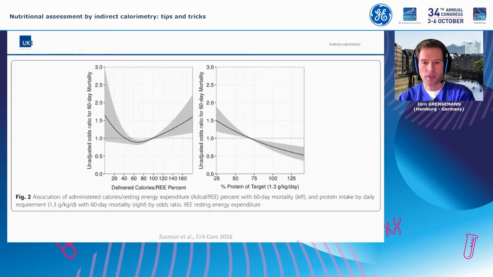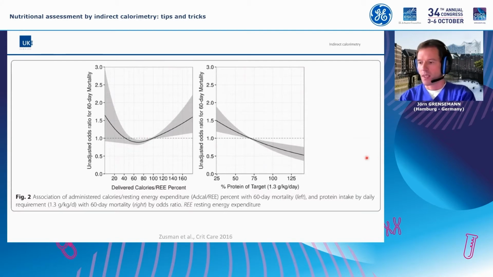And it's very important that we do get it right, because if we miss the right amount of nutrition provided, then we increase their mortality. A slight underfeeding may be beneficial, but if we get the amount far too low, then we increase their mortality again.